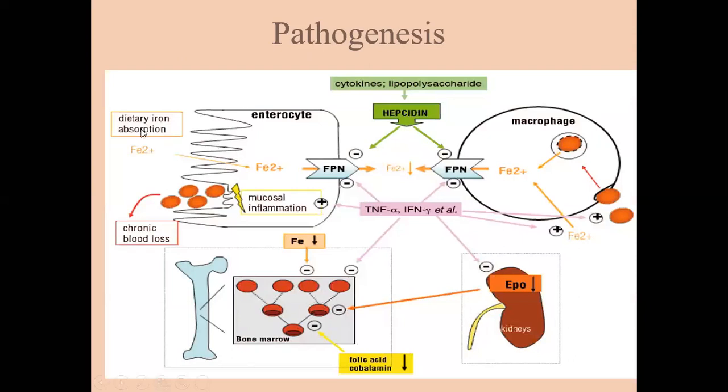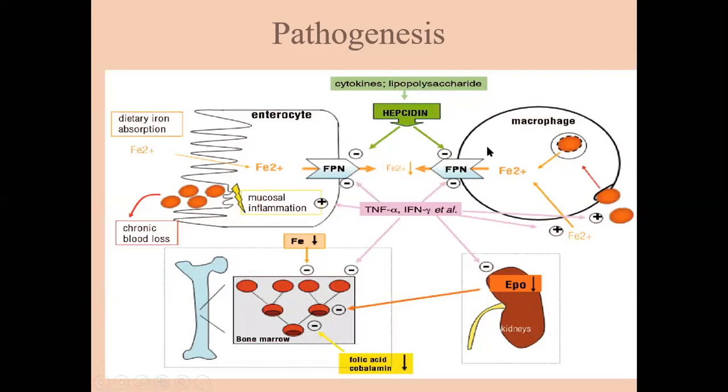Here, dietary iron absorption, ferrous, then chronic blood loss will lead on to iron deficiency anemia. But here you see the hepcidin. This hepcidin is secreted in large amount in chronic inflammation. Why? Because interleukin 6, a cytokine, stimulates hepcidin, and a large amount of hepcidin is secreted. That will inhibit the ferroportin. So from the enterocyte, the intestinal mucosal cell, the iron cannot enter the circulation.